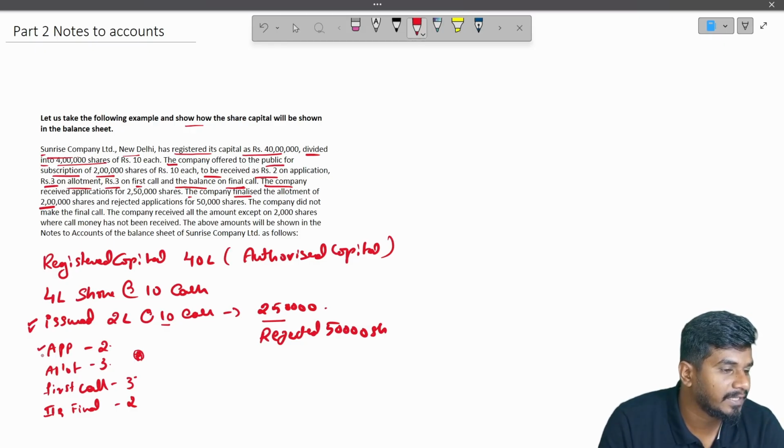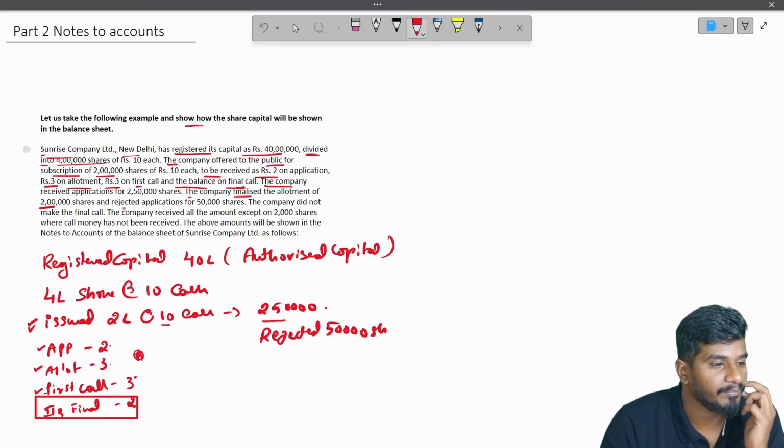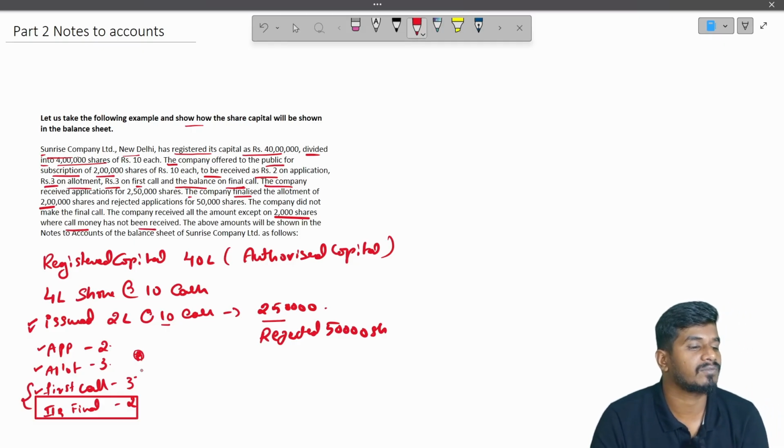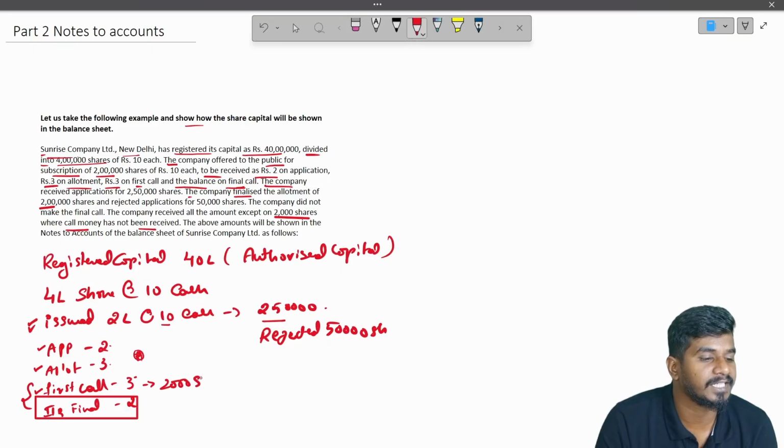The company did not make the final call. Which means they collected application money, allotment money, and first call also. The company didn't ask for final call yet. Right. So keep it in mind. So then what they have written? The company did not make the final call, remaining all the money received. Correct. The company received all the amount except 2,000 shares where call money has not been received. Call money has not been received for 2,000 shares. Correct. Which is nothing but calls in arrears.